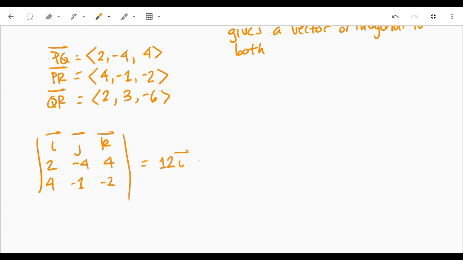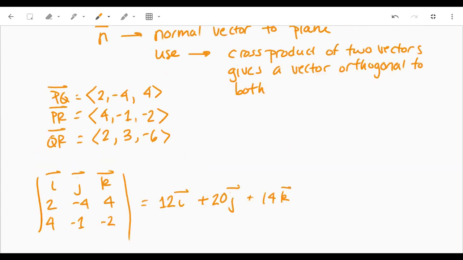And now we have to subtract. For j, we'll have negative 8 minus 16, which would be negative 20, minus negative 20, so plus 20, j. And then for k, we'll have negative 2 minus a negative 16, so negative 2 plus 16, which is 14. Okay, so there's your normal vector.